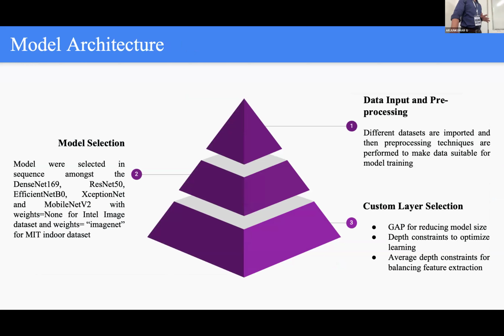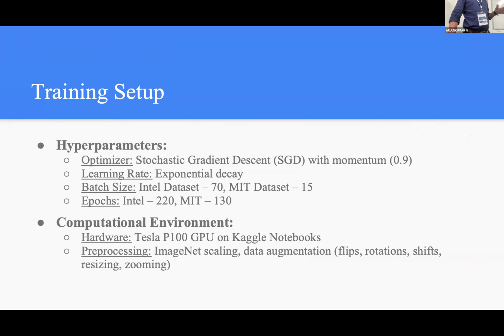This is the basic model architecture. First of all, I input the data, and then I did some pre-processing like image augmentation, in which I did zooming, rescaling, resizing, shifting, tilting, all these kinds of things. After that, I chose the model. As I mentioned earlier, there were 5 different models: DenseNet, ResNet, Xception, MobileNet, and EfficientNet. And then I applied 3 custom layers, one for each model. In this way, I trained a total of 30 different models, 15 for each dataset.